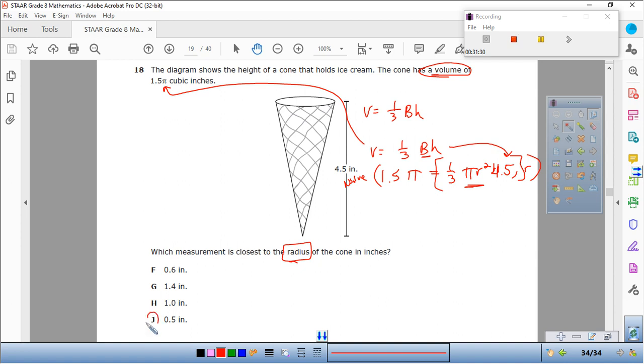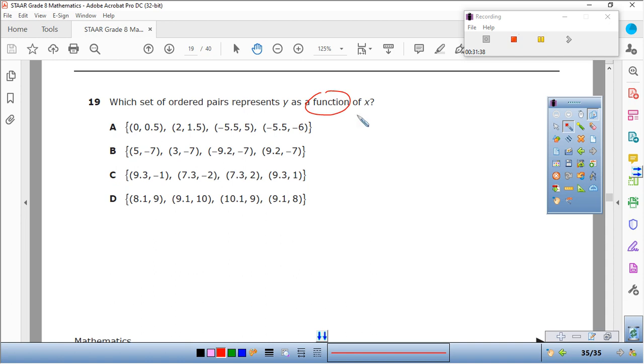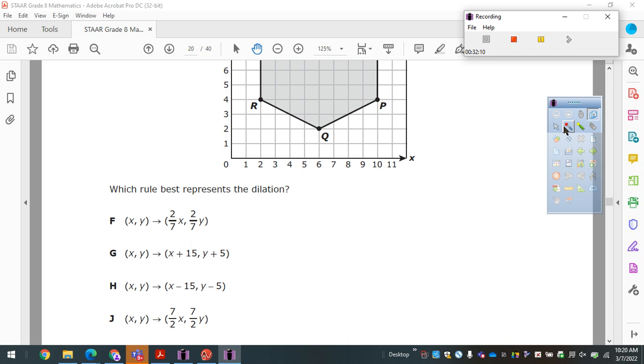Is it J, y'all said? Okay, ready? And this one right here, which set of the function again? That was question number 2, I believe. X's do not repeat. Okay, they want their x's not repeating. This one automatically repeats. Out. This one, wow, it looks like it repeats. I think that's my answer. Repeats. Out. 9.1 repeats. Out.